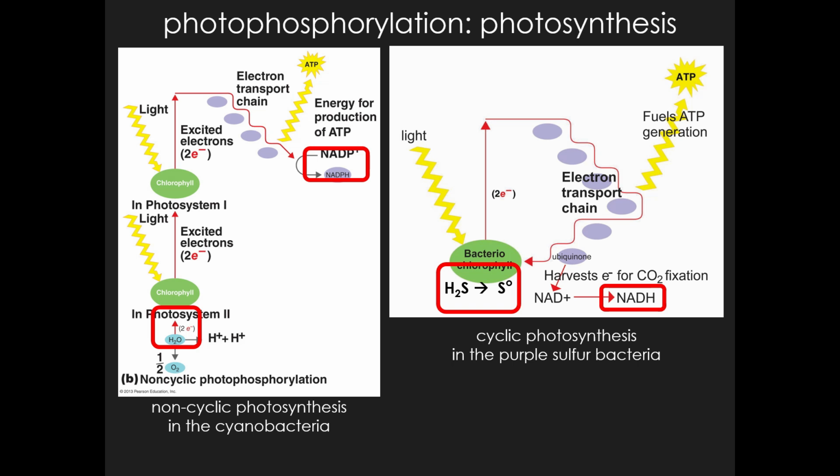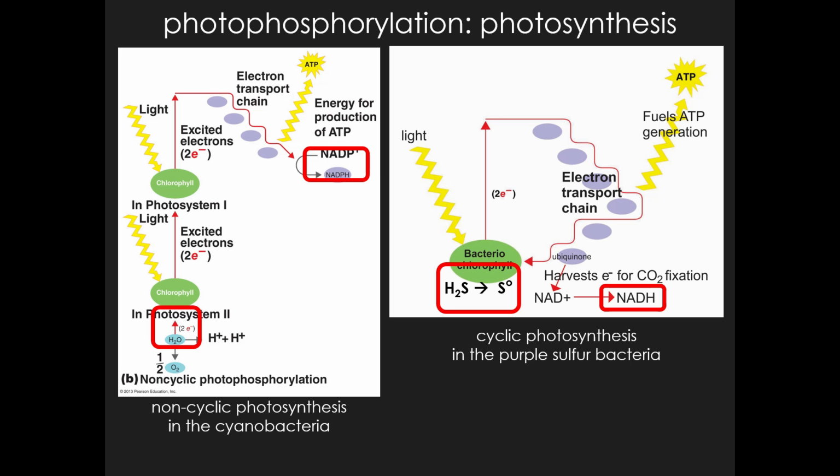So it cycles back down to the bacterial chlorophyll, gets excited again, shoots up to a high energy state, flows through the electron transport chain, goes back into the bacterial chlorophyll, gets excited again, gets shot up, flows through the electron transport chain. And so the same electron will cycle through this system multiple times, generating ATP. And then when there's a little bit of an ATP stockpile, the electron will move out of the electron transport chain and be used to reduce NAD to NADH.